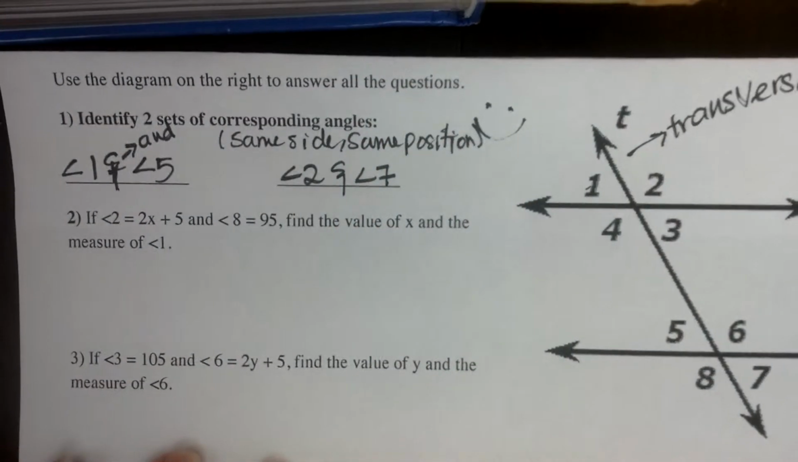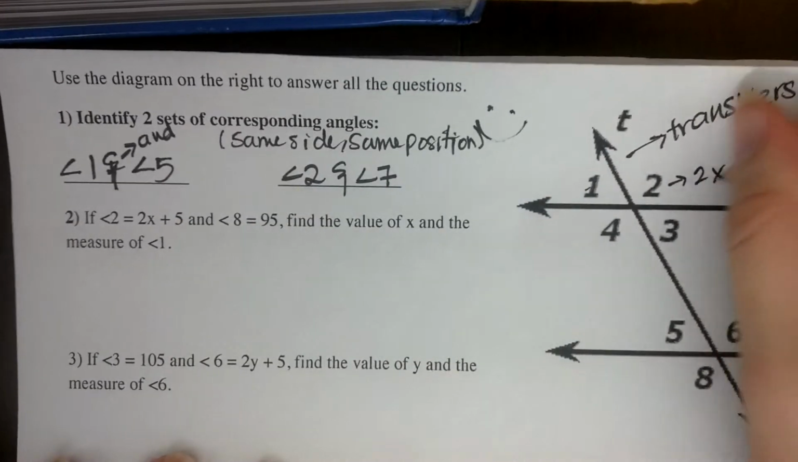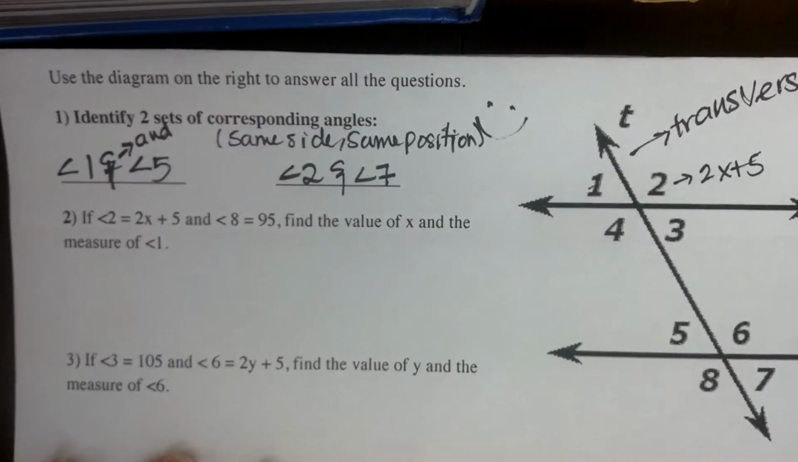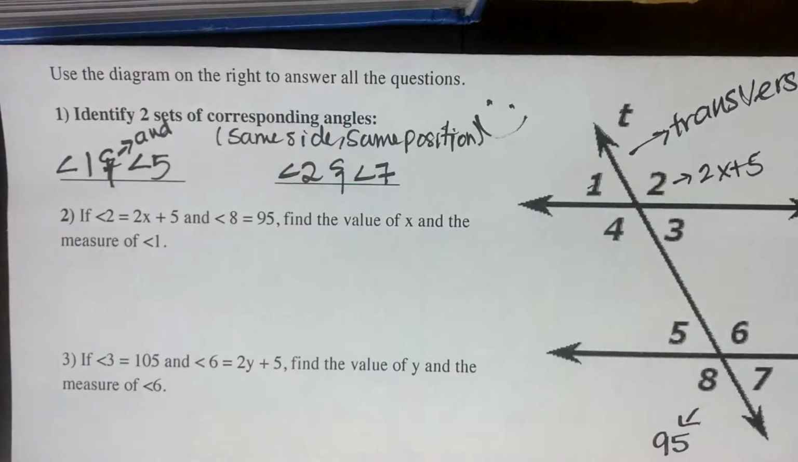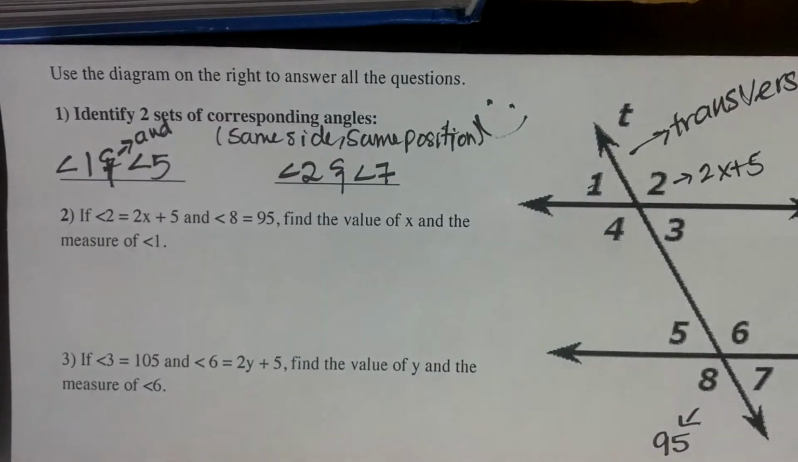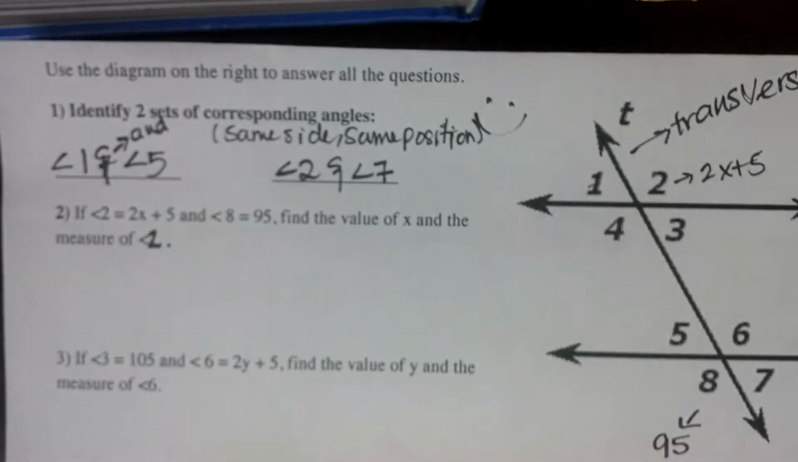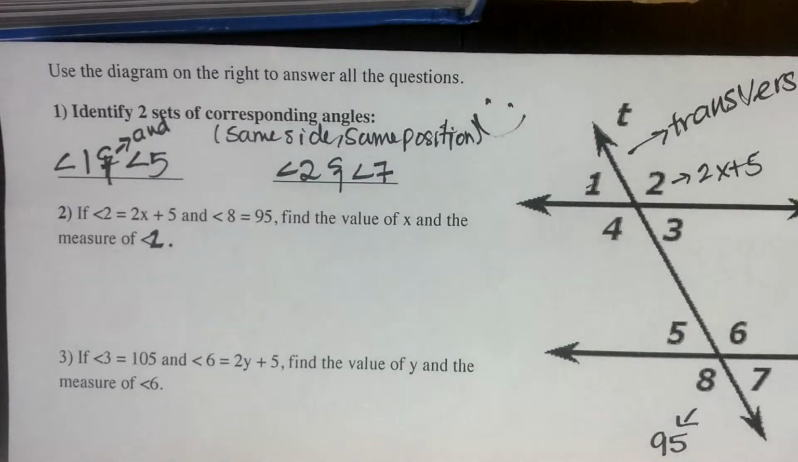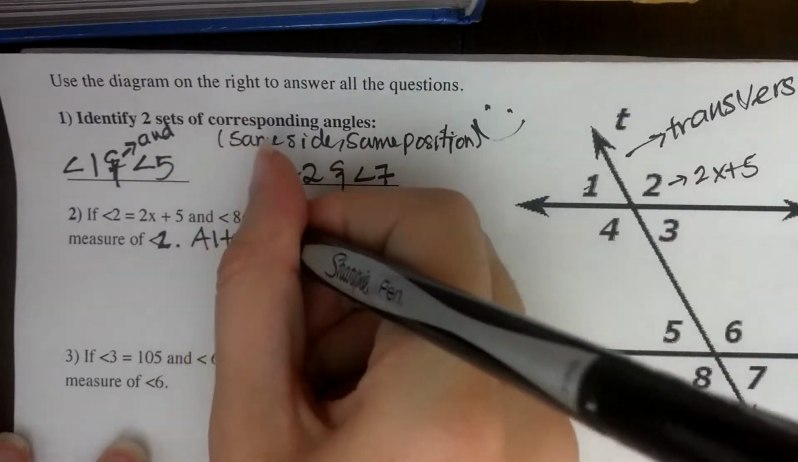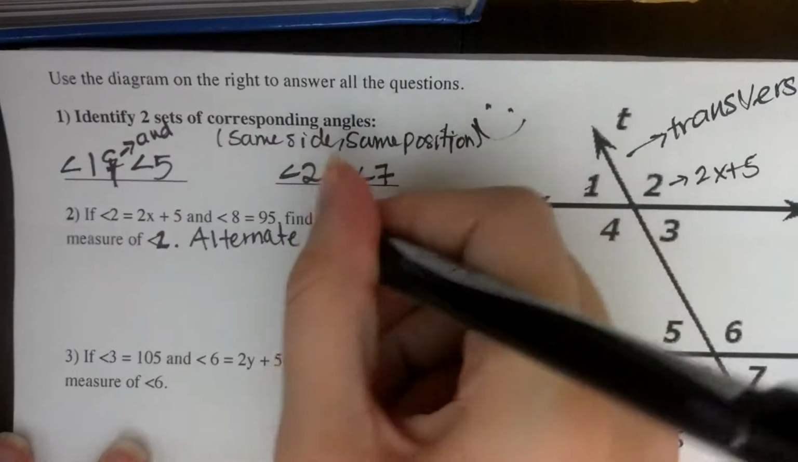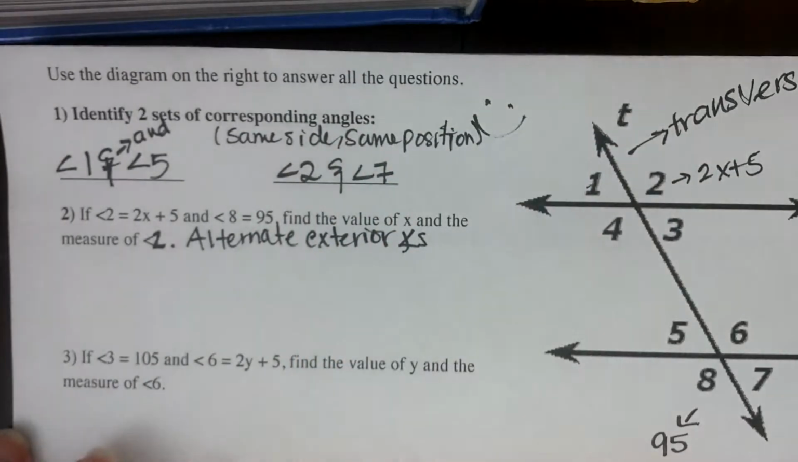Now, question number 2 asks, if angle 2 equals 2x plus 5, and angle 8 equals 95, what is the measure of x, and what is the measure of angle 1? Sorry, this should have said angle 2. So what is the measure of angle 2 here? So what should I do? Well, I realize that these are alternate exterior angles, meaning that they are congruent.